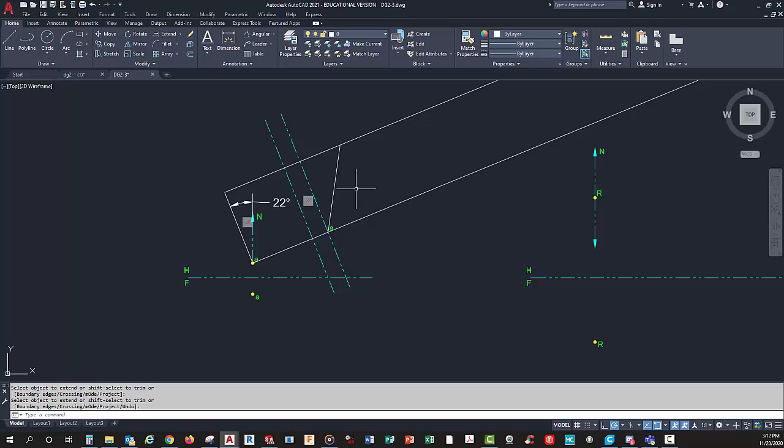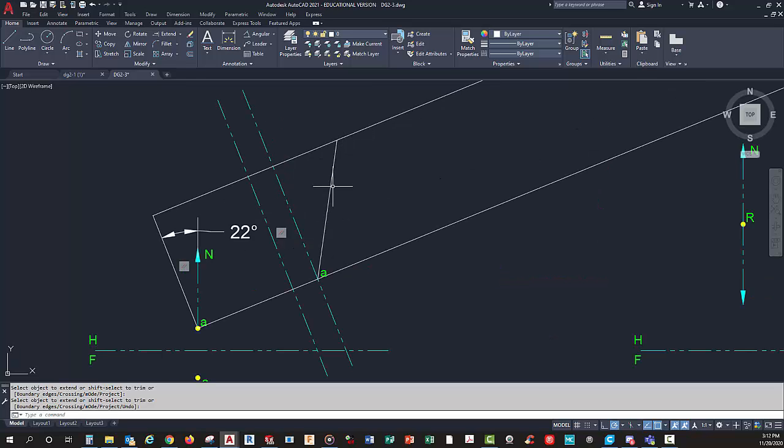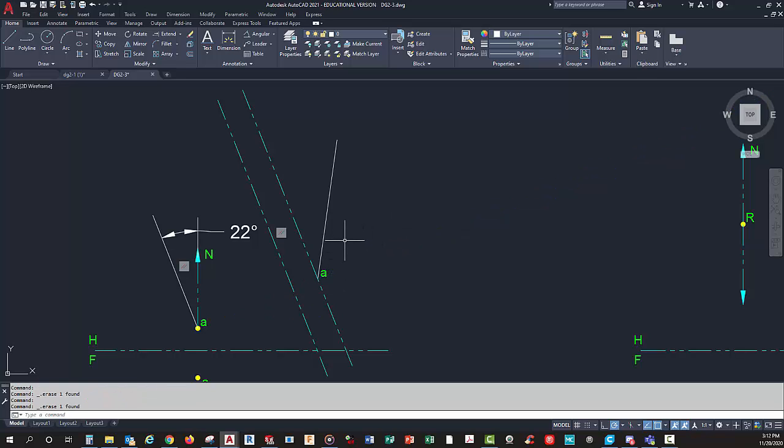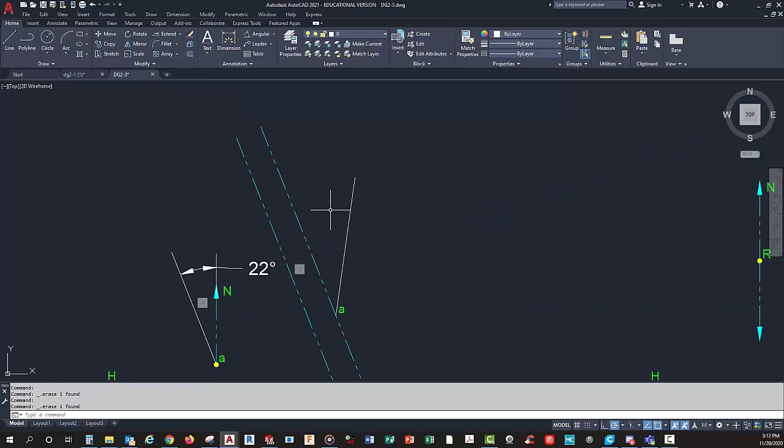Oh wait, no, I don't have the true length. Sorry. Let's go back to truck time. So what that actually means is I just have this line up here and I extended it for no reason, right? Okay, well let's get rid of these two lines so we don't get confused. No need for confusion. It's fun enough trying to do this stuff, right?